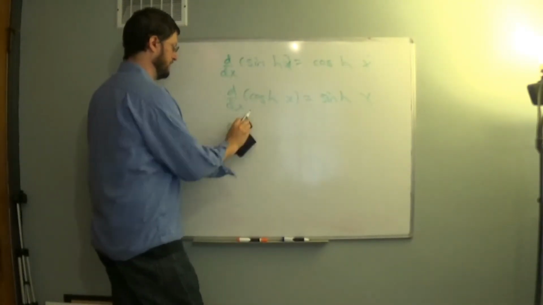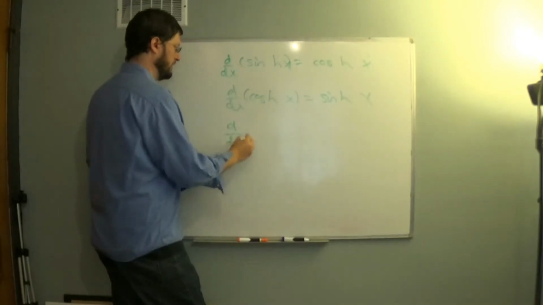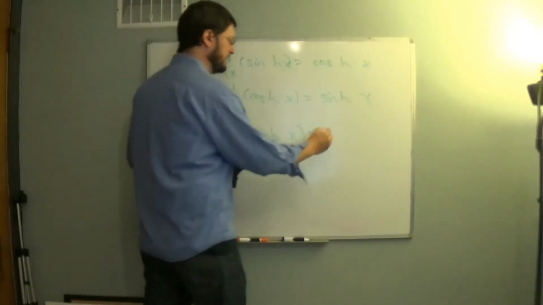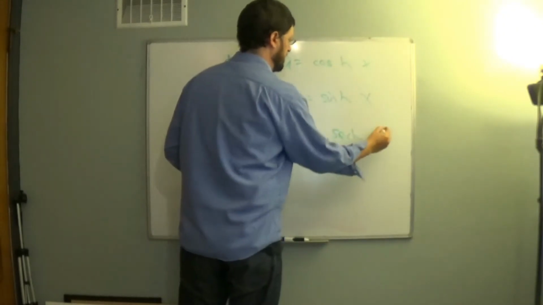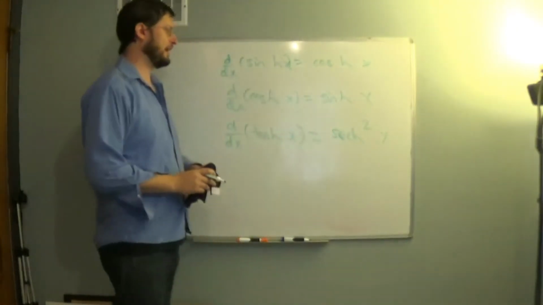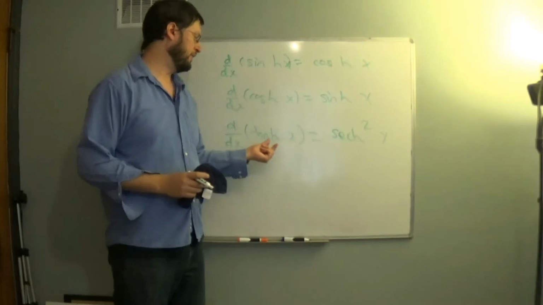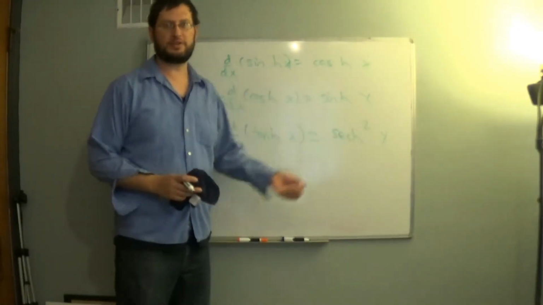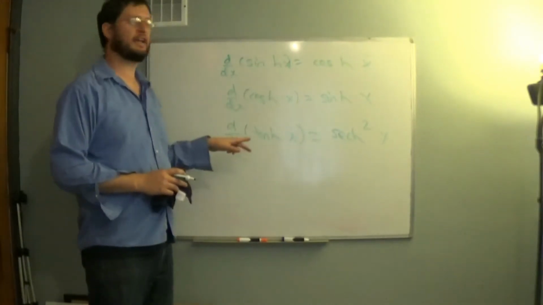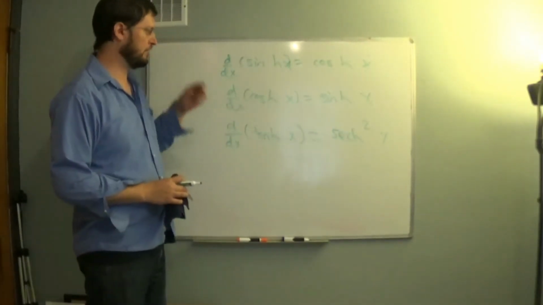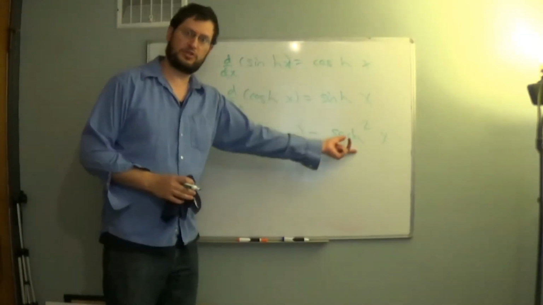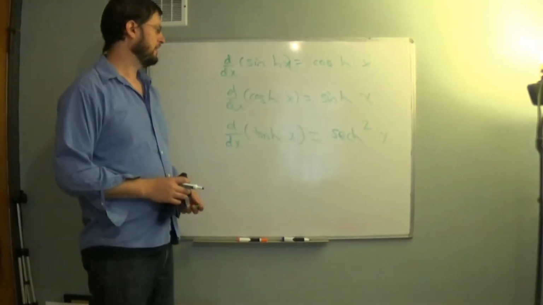The derivative of hyperbolic tangent is hyperbolic secant squared. This is exactly what we would expect it to be. The derivative of tangent in regular trig is secant squared. This one is true. There's no plus, no negative sign that gets in the way or is different. If you just work out the formula for this one, this is what you're going to get in the end.